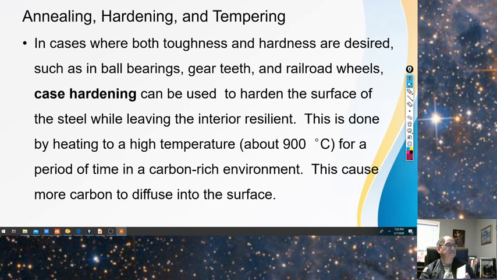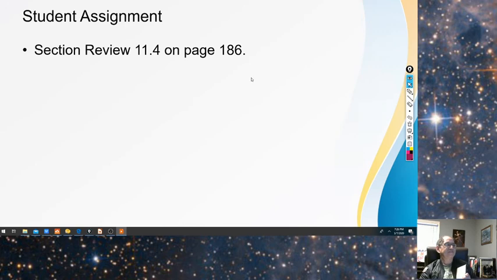That's it. And then case hardening. Know what that is. The last thing. We're trying to make the outside harder or tougher. That's basically what it is, in cases where both toughness and hardness are desired. And it gives you a few examples. You can use this to harden the surface while leaving the interior resilient. That's all you got to know on that one. I think we might be almost done. That's it.